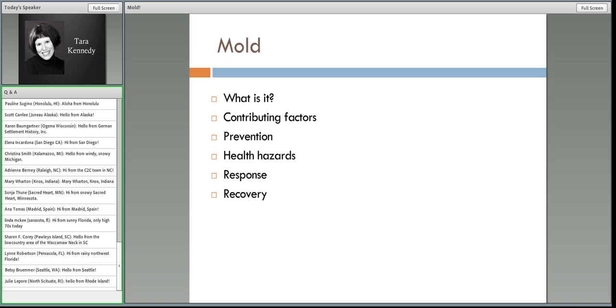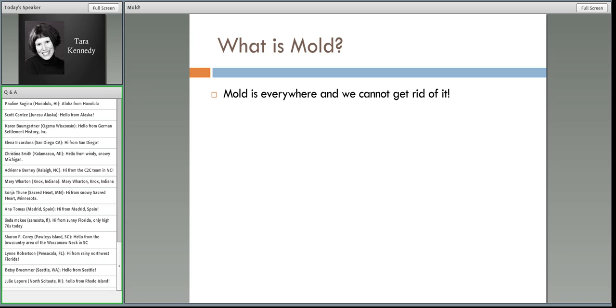So to start, what is mold? The first thing I want to point out is mold is everywhere, and we can't get rid of it. The only thing we can do is discourage its growth and reproduction by making its environment inhospitable, that is, keeping things clean and dry.